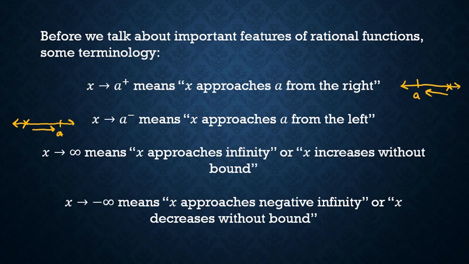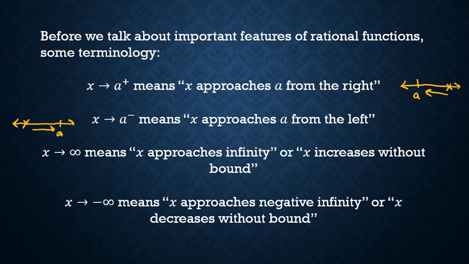Then we have x approaches positive infinity, or we also say x increases without bound. So we're just letting x get larger and larger and larger, and it's going to keep going all the way to the right. It's never going to stop. And then lastly, we have x approaches negative infinity, or x decreases without bound. That's to say we're moving all the way left on that real number line, and we're not going to stop. It just keeps going left and left and left.